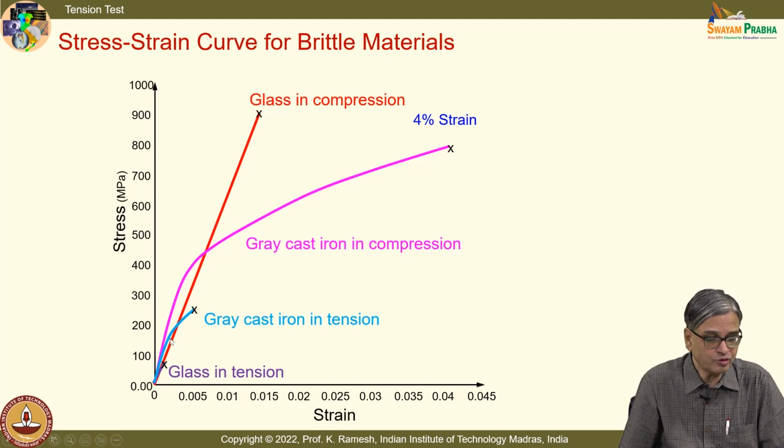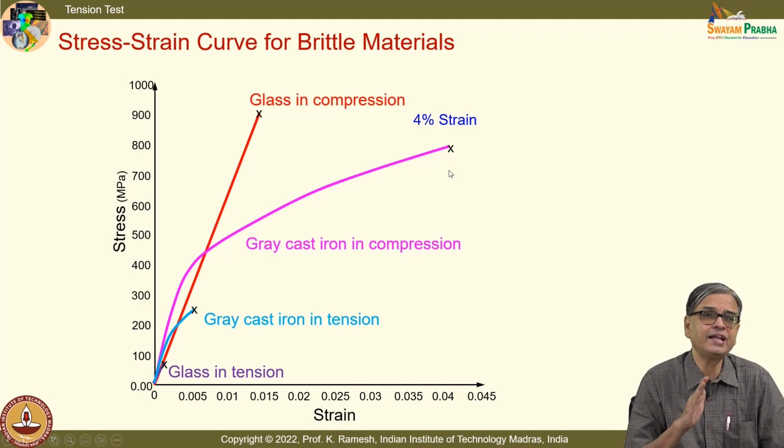I also look at grey cast iron. Glass is almost linear, whereas grey cast iron has a slight curvature, and you find that this is about 250 MPa in tension. The same cast iron when you put it in compression, this is about 770 or so, it's below 800 MPa.